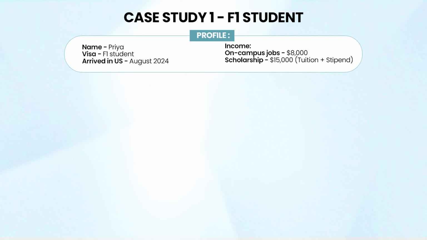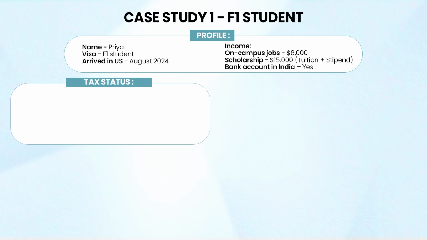Let's go through case study 1, that is about an F1 student. The name is Priya. Her visa status is F1 student. She arrived in the USA in August 2024. She has 2 sources of income. First is an on-campus job from which she earns $8,000. Second is a scholarship worth $15,000 which covers both tuition and a stipend. She also has a bank account in India.